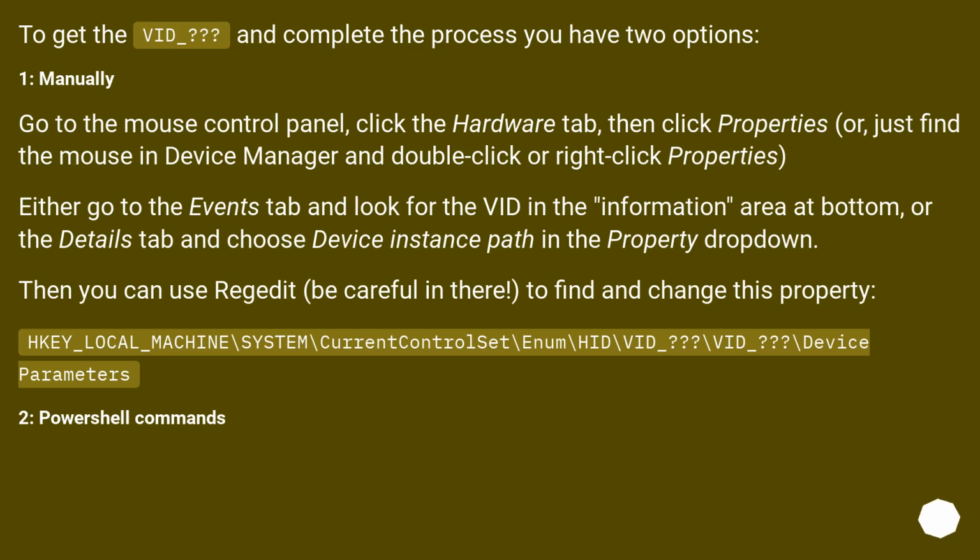To get the VID_????? and complete the process, you have 2 options. 1. Manually. Go to the mouse control panel, click the Hardware tab, then click Properties, or just find the mouse in Device Manager, and double-click or right-click Properties. Either go to the Events tab and look for the VID in the information area at the bottom, or the Details tab and choose Device instance path in the Property drop-down. Then you can use regedit, be careful in there, to find and change this property.